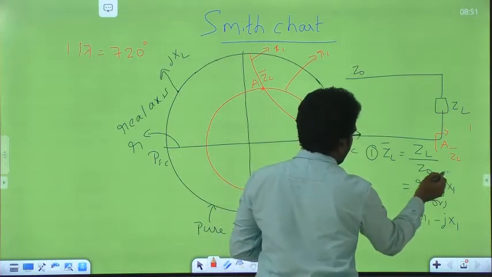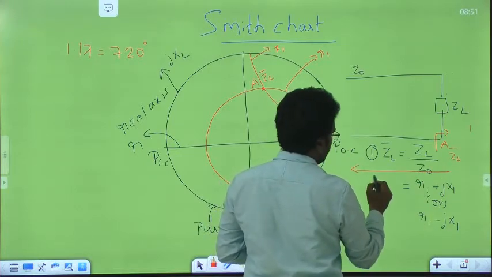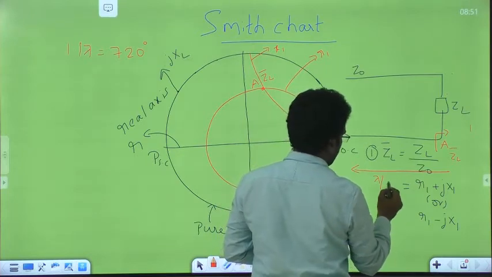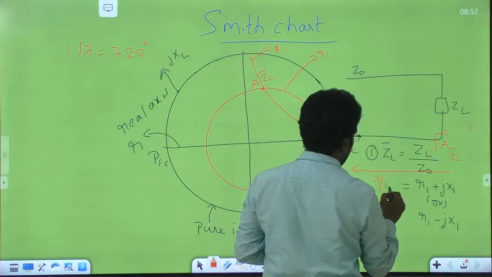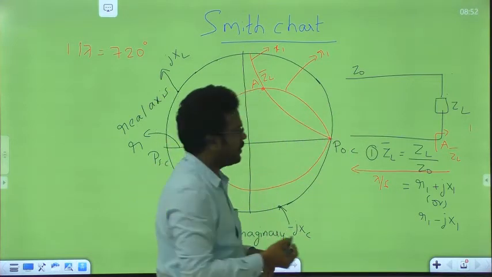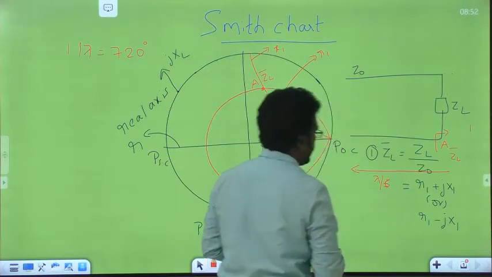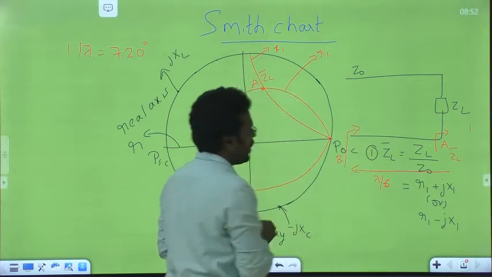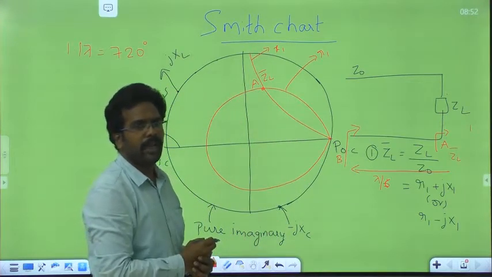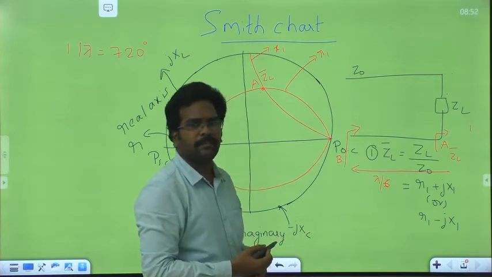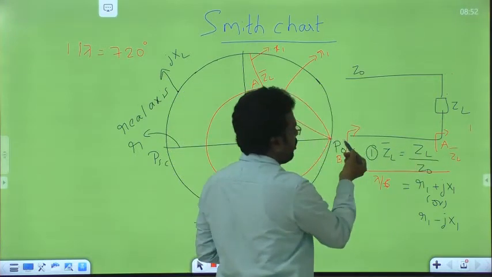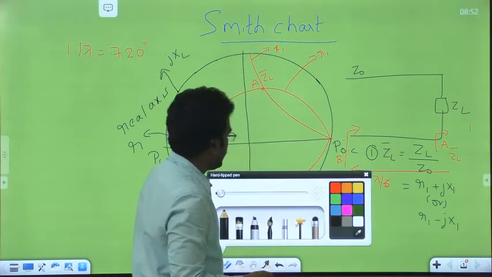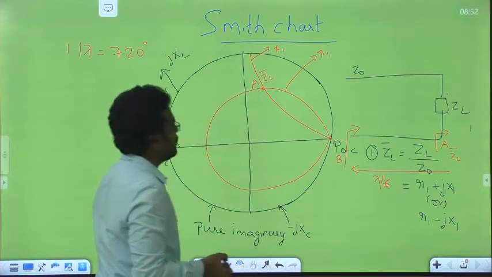My objective is to find out the input impedance at a distance of lambda by 6. I can take any value, no problem. So simply to find out, I am taking this value. My objective is to find the normalized impedance at a point P. The point to remember here is that moving on the line is the same as moving on the constant VSWR circle. So for that, I am drawing one constant VSWR circle.